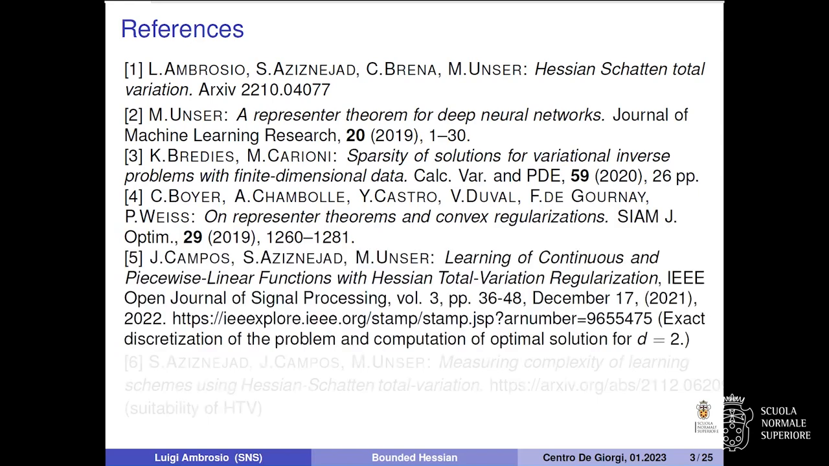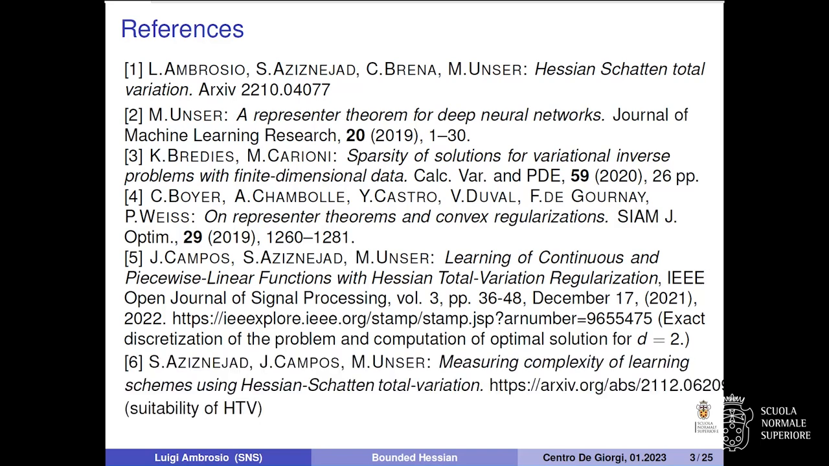If you are interested, as I guess many of you are, more on the applied point of view, there is this literature, but you see also there are papers in our calculus of variation community very much related to this topic. Okay, by the way, if you are interested in the slides, I will be happy to share the slides with you.